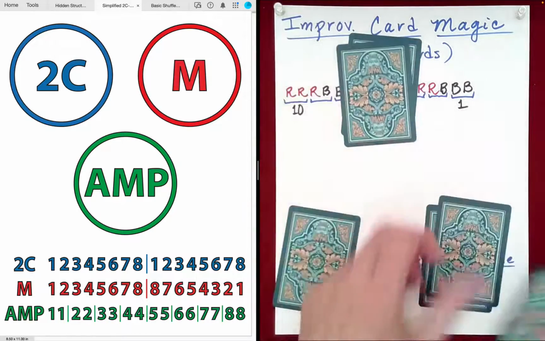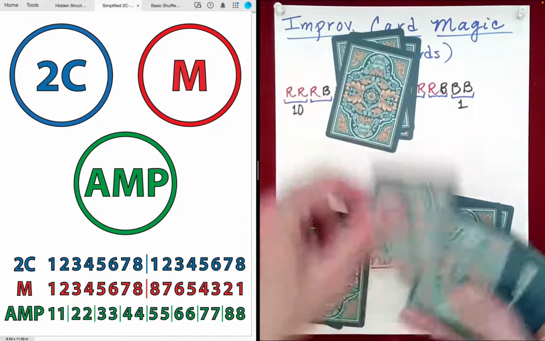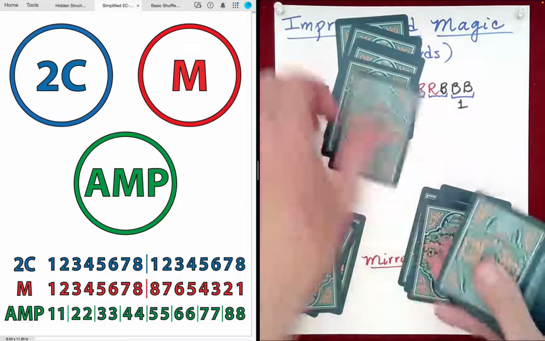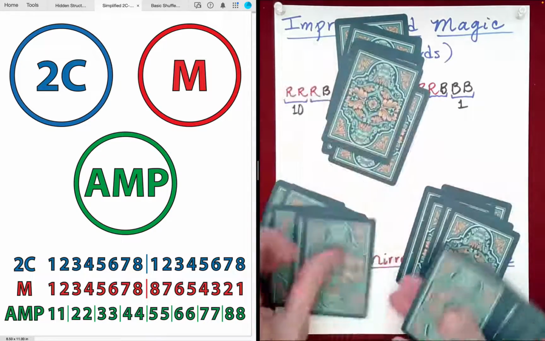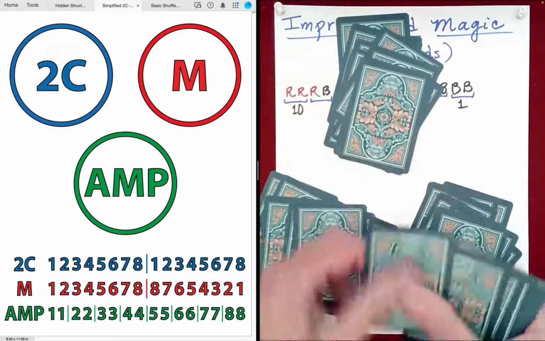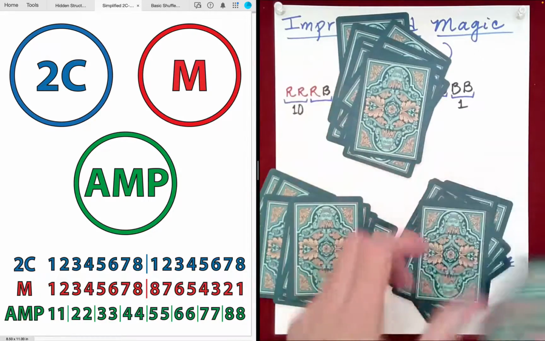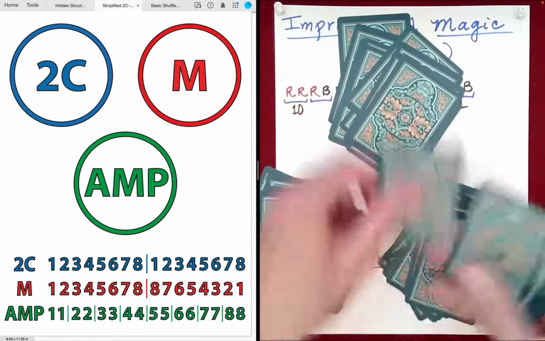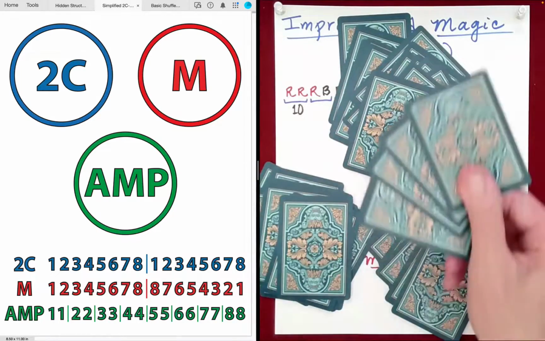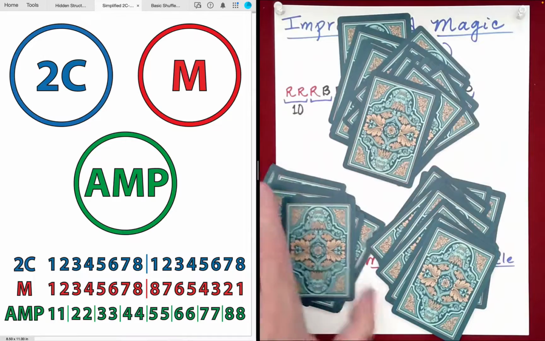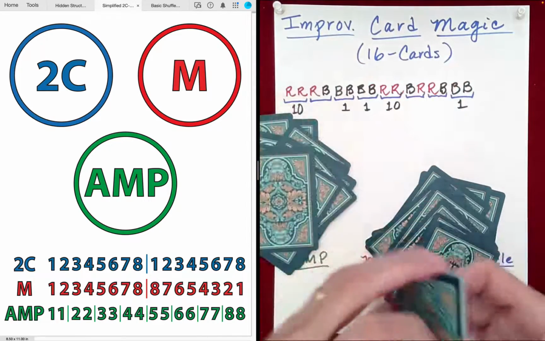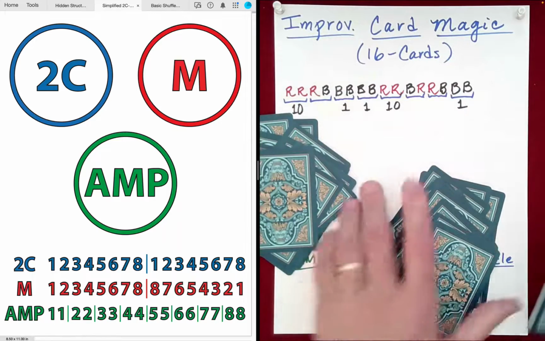1, 2, 3, 4, 5, 6, 7, 8, 9, 10, 11, 12, 13, 14, 15, 16. Whoa, look at that. Just 4 cards left over, which is what we would expect. Okay, so we have these 3 piles of 16 cards each.